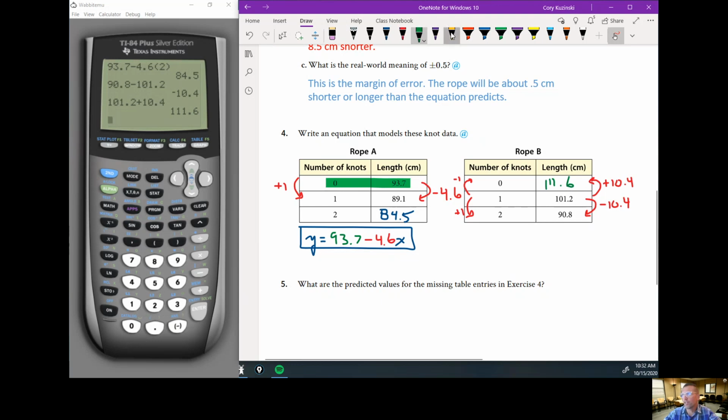And now we can write our equation. So let's go y equals 111.6 minus 10.4 times x.